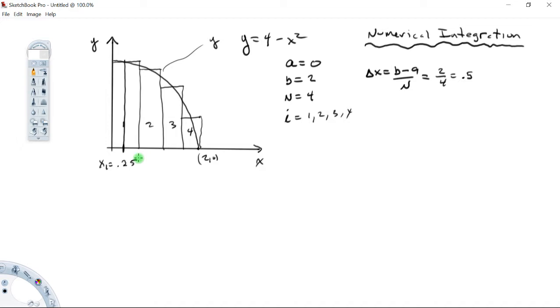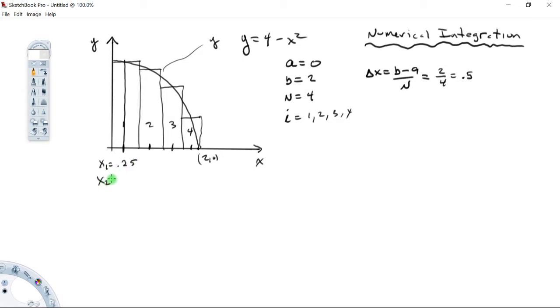The next value I'm going to need is here, and then here, and then here. So this one right here is 0.25 plus a rectangle width. That's going to add another delta x, so that's going to be 0.75.